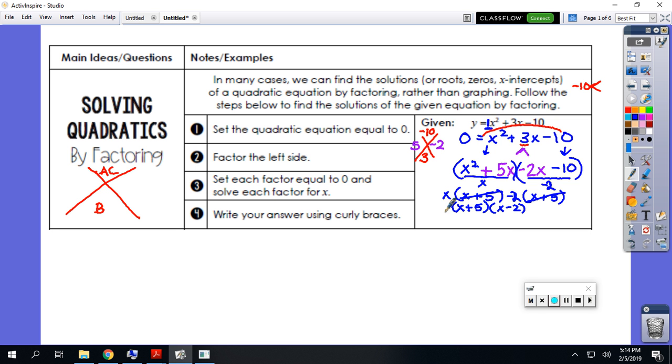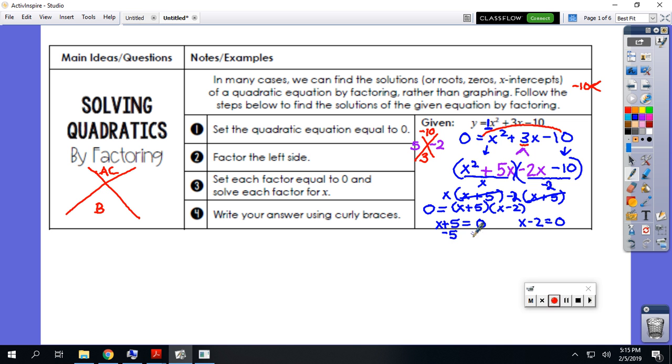Now, because I'm solving this, I'm going to set each of these equal to 0. If you need extra paper, please grab extra paper out of your binder and write these steps down so that you have them. So my last and final step is, now that I have my factors, set equal to 0. Since this is multiplication of two factors, I'm going to set each of them equal to 0 and solve. So x plus 5 equal to 0, x minus 2 equal to 0.